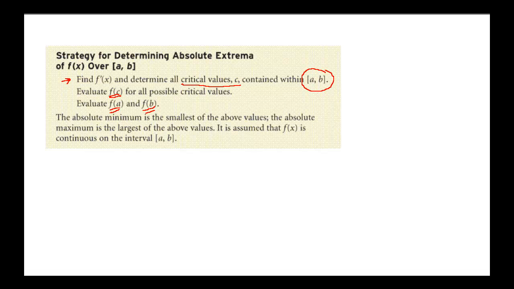Because remember that last example we just saw, the absolute minimum occurred at that endpoint. So the absolute minimum is going to be our smallest of these values, f of c or f of a or f of b, and then the absolute max will be the largest of those values on that interval. Okay? And we also have to assume that f is continuous on that interval. You don't want to have any breaks in the graph on that interval. That's an important part.